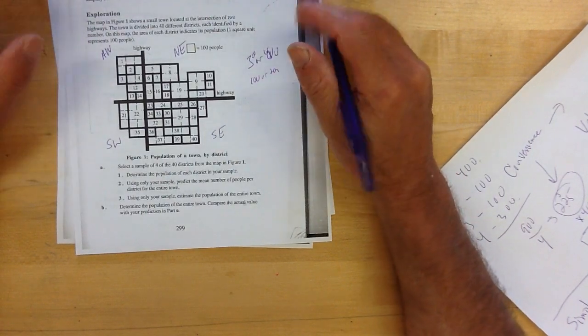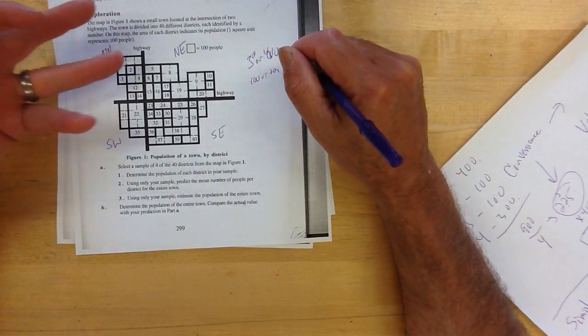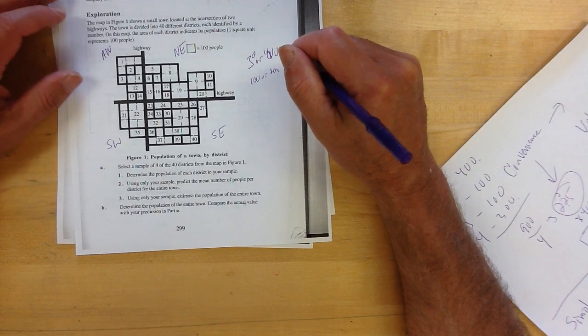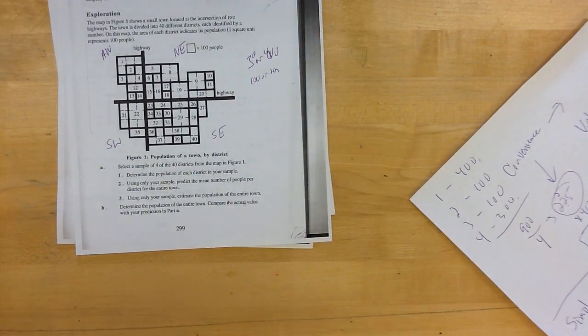I'm going to take this very easy. I'm going to take one town from each section, and I'm going to let my random number generator do this for me. So let me get a calculator here.